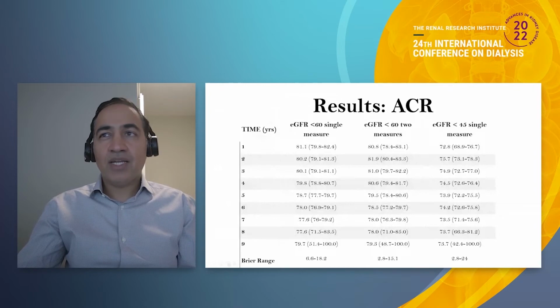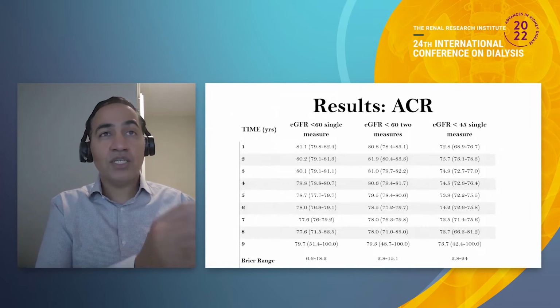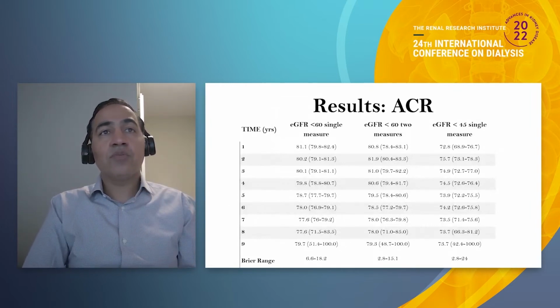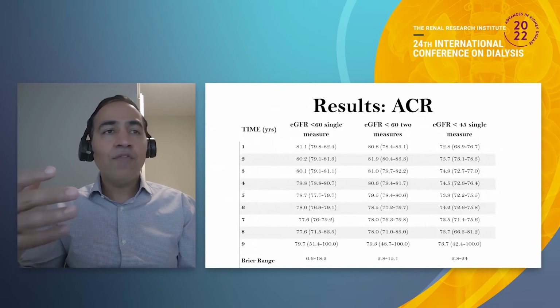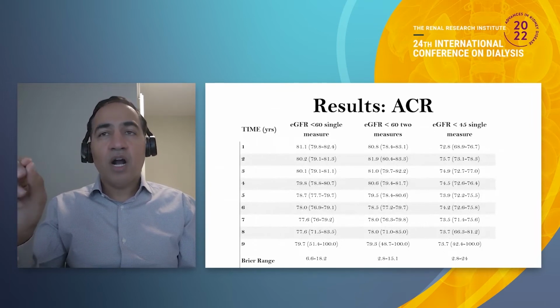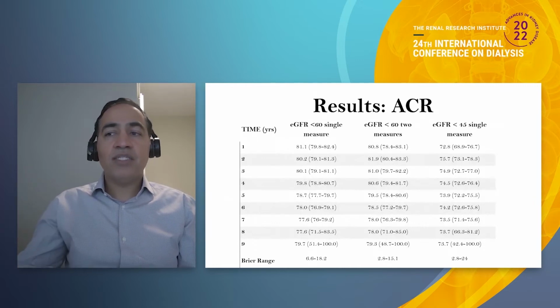Now, this is a good model. It's 80% accurate to predict an eGFR less than 60, 80% accurate to predict two GFRs less than 60, and 74% accurate to predict an eGFR less than 45. And these are good Brier scores. And when I refer to accuracy, I mean the C statistic. So that means 74 to 80% of the time, out of a pair of progressors and non-progressors, the model will correctly identify the progressor.